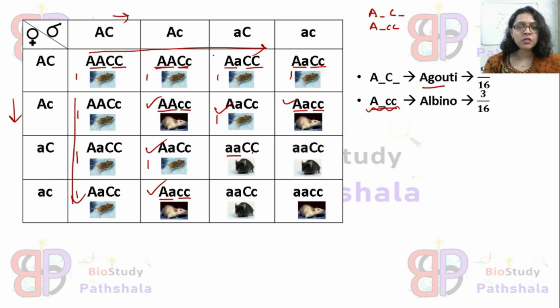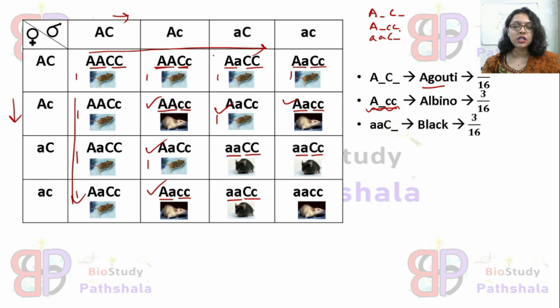Next is small a, capital C, small a, capital C, small a, capital C, small c. That means the homozygous recessive form of the A gene and the heterozygous or homozygous dominant condition of the C gene lead to formation of black pigment. That means small a, capital C dash, this particular genotype shows the black pigmentation, and the number of individuals with this genotype will be 3 among the 16 individuals. And the last one is small a, small c, which shows the albino coloration.